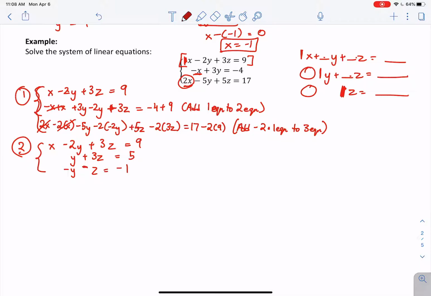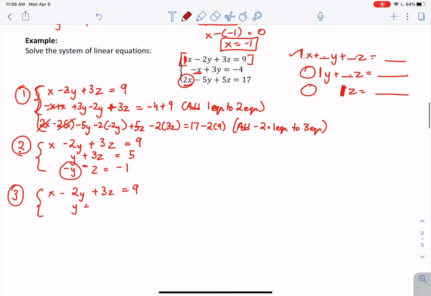So now the first equation looks correct. It's 1x plus something y plus something z. The second equation also has 1y plus something z, so the second equation also looks correct. So all I have to do is fix the third equation. In the third equation, I need this y to go away. So to do that, I'm not going to touch the first equation. That one has been dealt with. We have it perfect. Second equation, I'm not going to touch it.